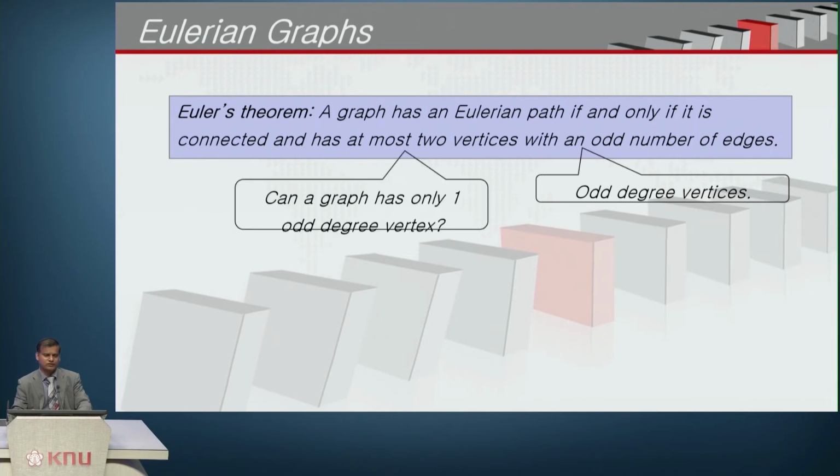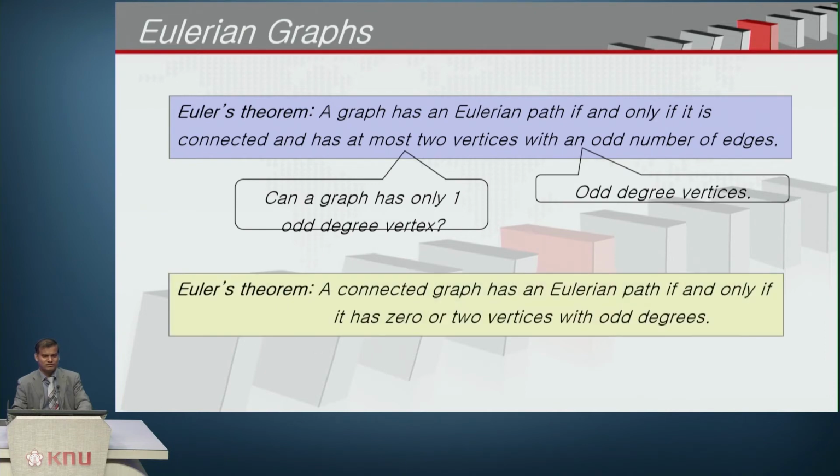Can a graph have only one odd degree vertex? As Euler's theorem states, a connected graph has an Euler path or Eulerian path if and only if it has 0 or 2 vertices with odd degree.